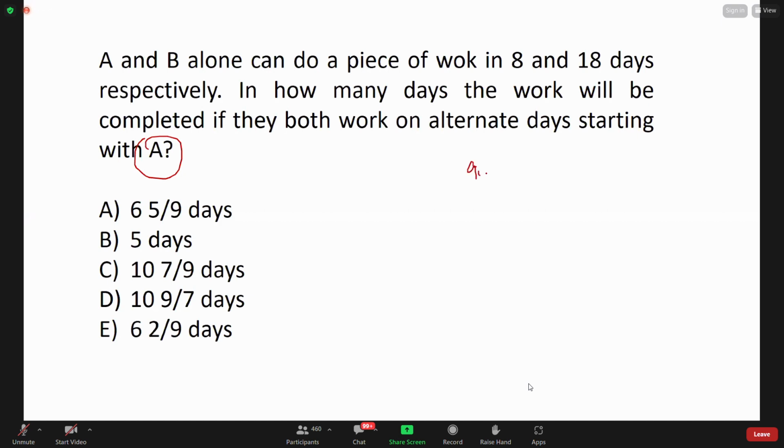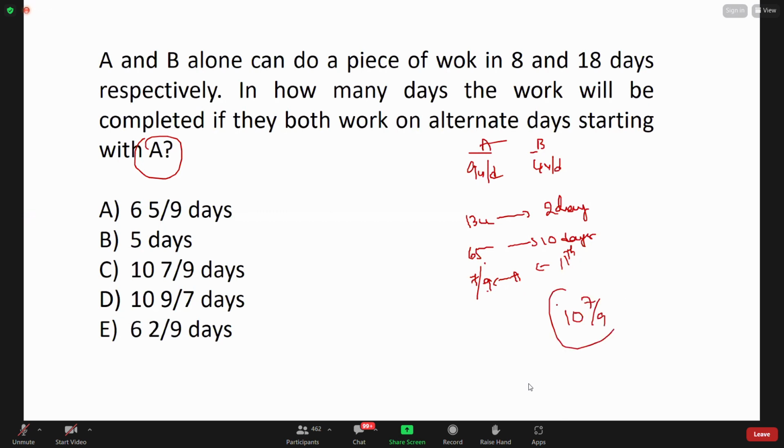So this time 9 units is done first and then 4 units is completed. Like A starts it, then B comes down. So again, same thing, 13 units in 2 days of time. So 65 units in 10 days. On 11th day, you have A working for 9 units. You don't want 9 units to be completed because it will be 74. So you want only how many units of this? 7 units of this to be completed. So it is 10, 7 by 9.